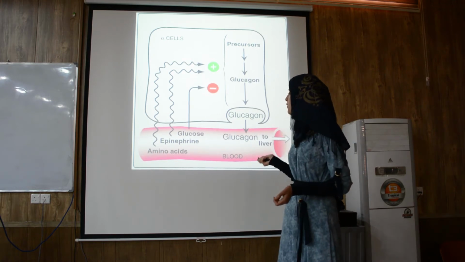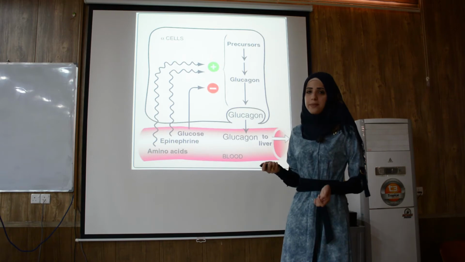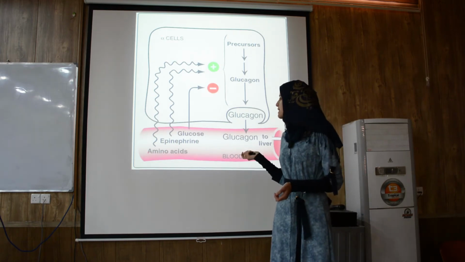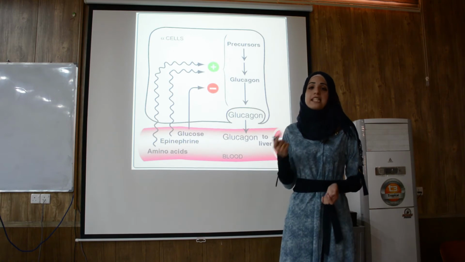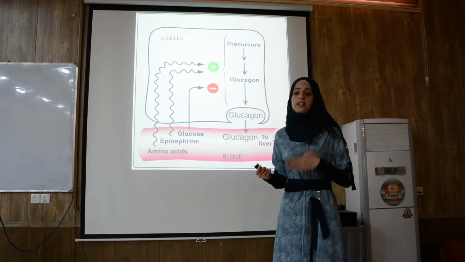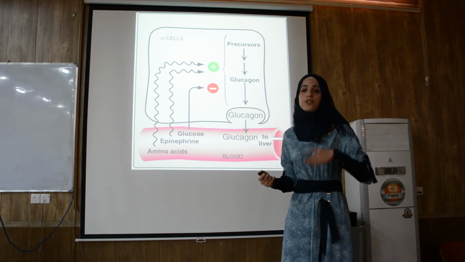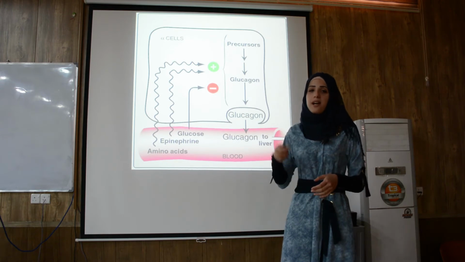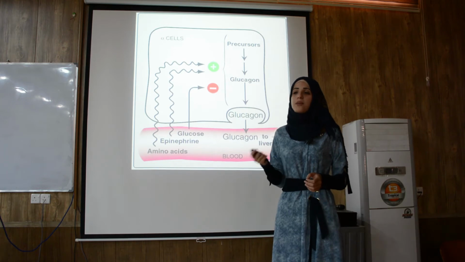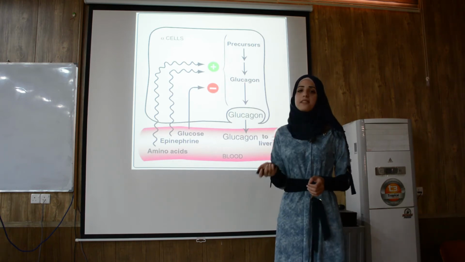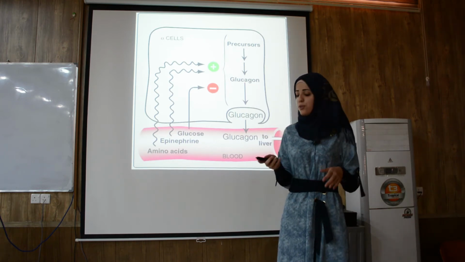Finally, we have amino acids. Now, after a protein meal, the amount of amino acids in the blood increases. This causes an increase in the secretion of insulin. And as previously mentioned, insulin acts on lowering the levels of glucose in the blood. So, in order to prevent the glucose levels from dropping too low, the body secretes glucagon. This is to maintain a stable level of glucose in the blood.